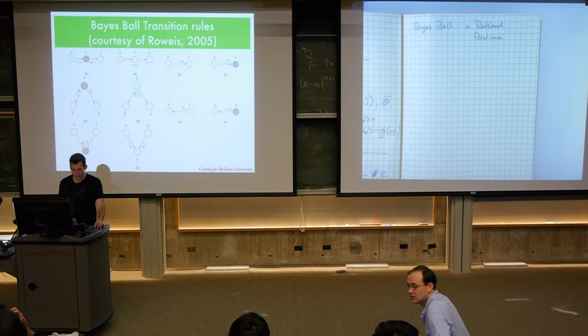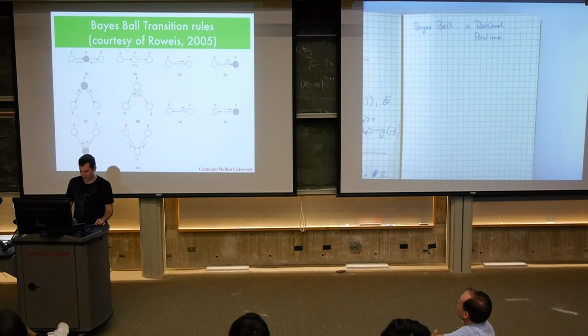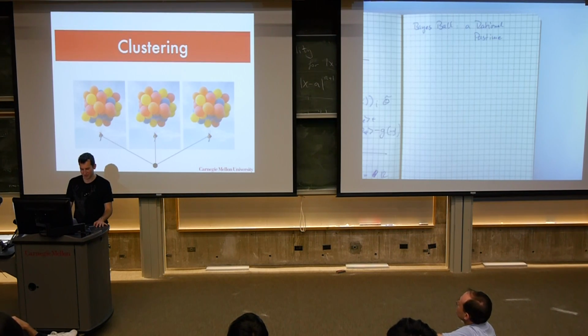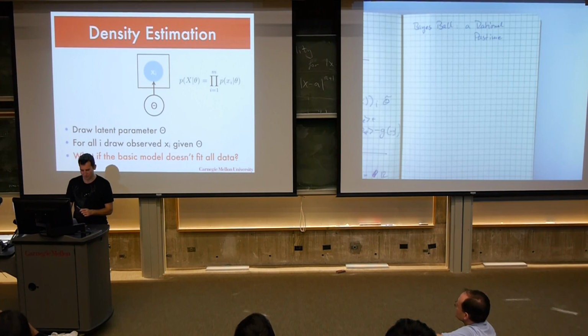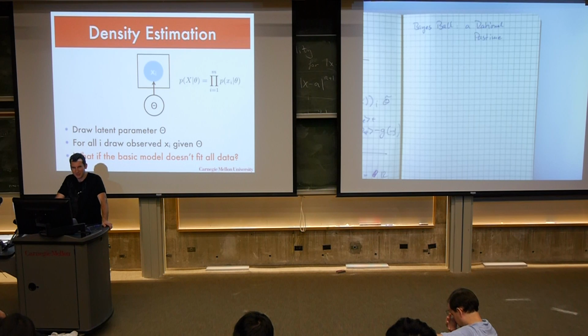Okay. So now we come to the last part, namely clustering. I told you we were going to go through stuff really fast. Here's the basic idea. You've already seen density estimation. We've seen plates, right? In density estimation, you assume that you have some parameter theta, and you observe the xi's. If I draw all the xi's independently, that's it.